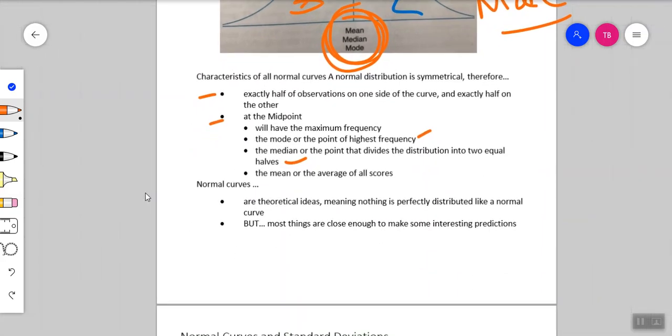And again, like I said, they're just theoretical ideas, meaning that nothing is perfectly distributed like a normal curve, but like I said, most things are close enough to make some interesting predictions. So as far as we're concerned for our class, we're just going to assume that normally distributed means perfectly distributed, even though in the back of our minds, we'll know that this isn't always going to be the case.